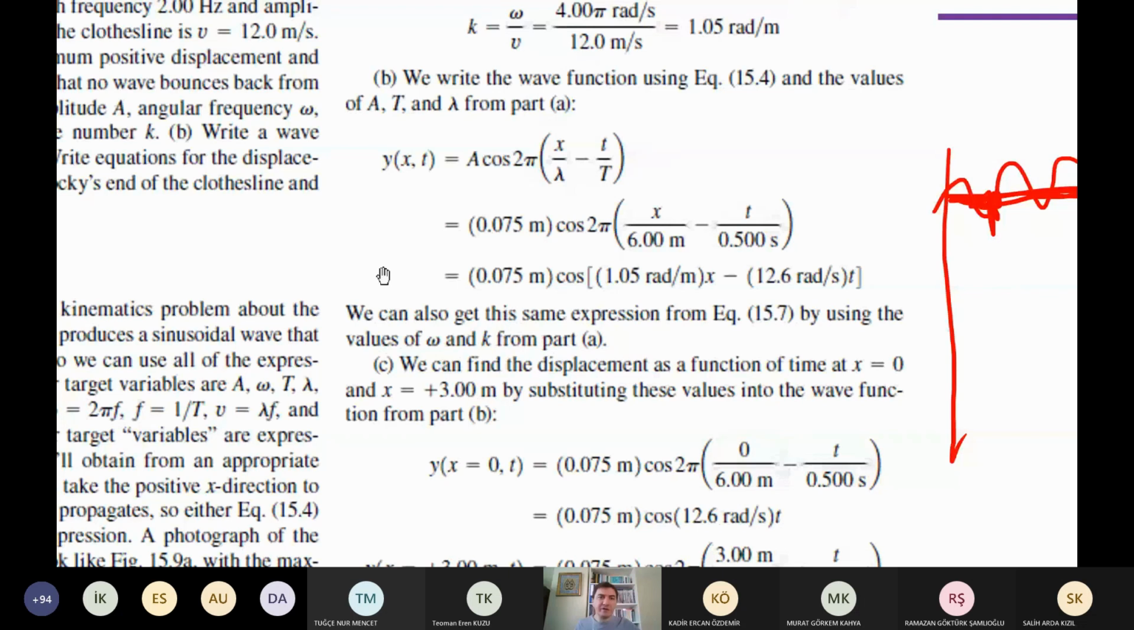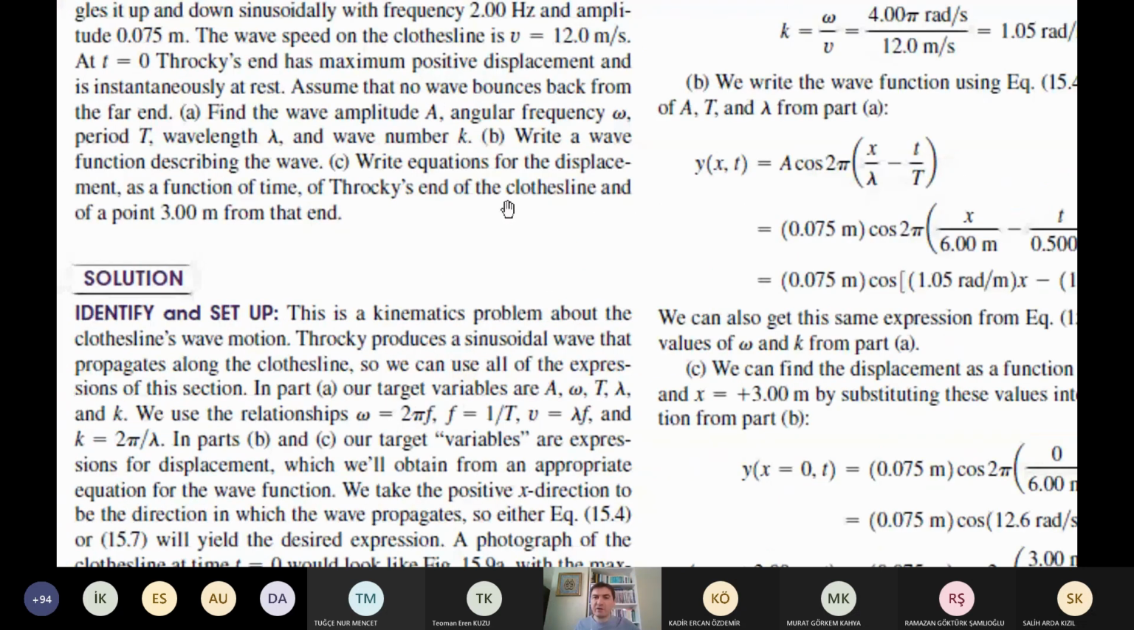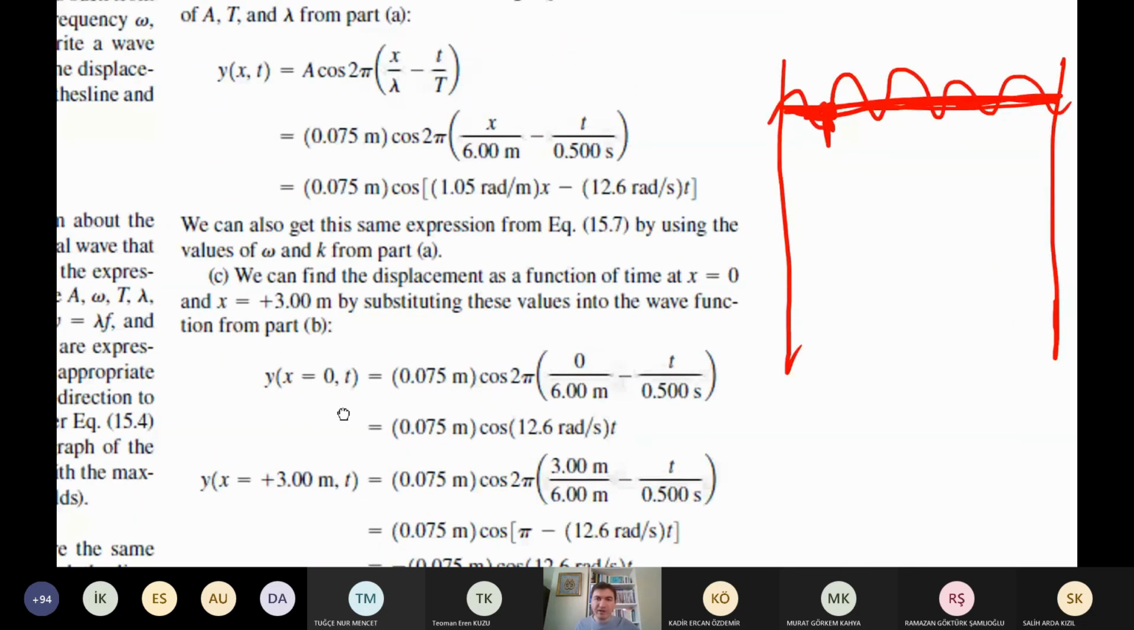And write equations for displacement as a function of time of Throckmorton's end of the clothesline. So Throckmorton's hand is here. Then I can take this one as x equal to 0. So then I can find the oscillation of the particle here when x is equal to 0. So instead of x, just use 0. Then you can calculate the wave function.